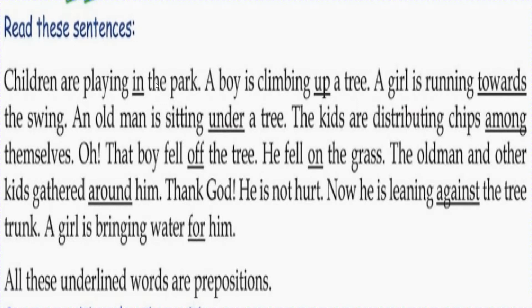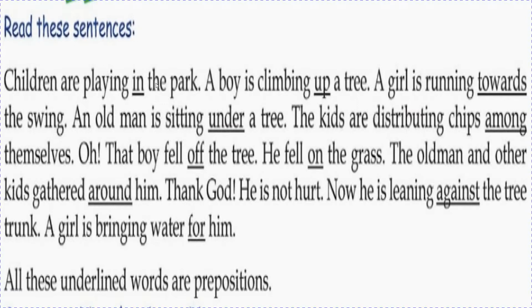Let's read the second sentence. A boy is climbing up a tree. Again, up is showing a relation between a boy and a tree. What is happening with a boy and a tree? A boy is climbing up a tree. So, up is showing a relation between a boy and a tree. So, it is a preposition.